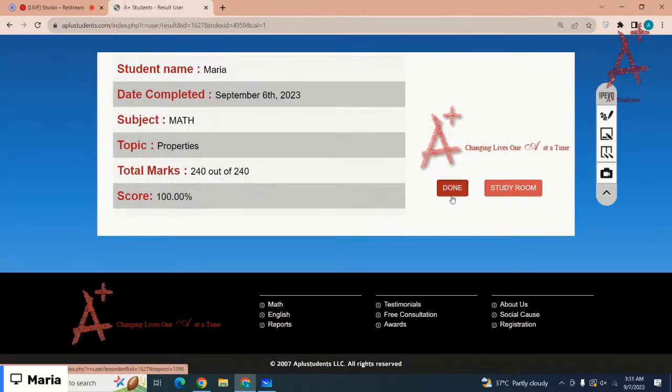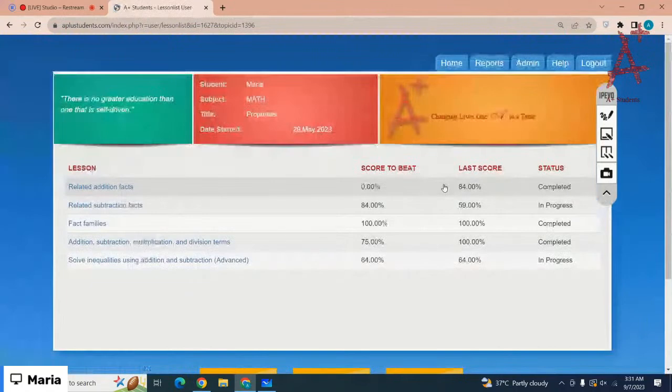Okay, we are done with the lesson. Let's just start with the next lesson. The next lesson is addition, subtraction, multiplication, and division terms.